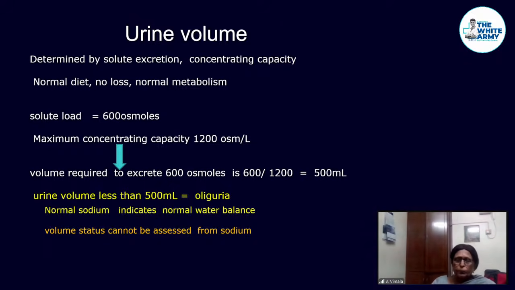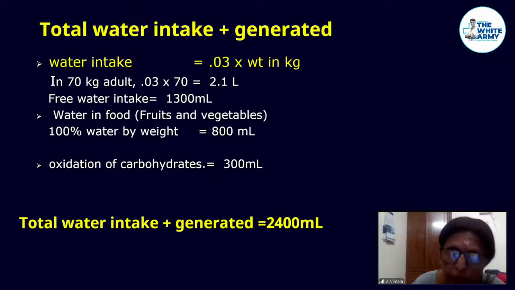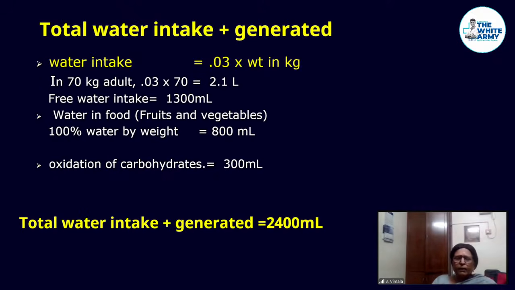This is based on the osmotic load generated by the body. Normally, we are generating around 600. The kidney can concentrate up to 1200 per liter. So to excrete 600, we need only 500 ml. Okay. Now let us see what is the normal intake of water and the water generated by the body.